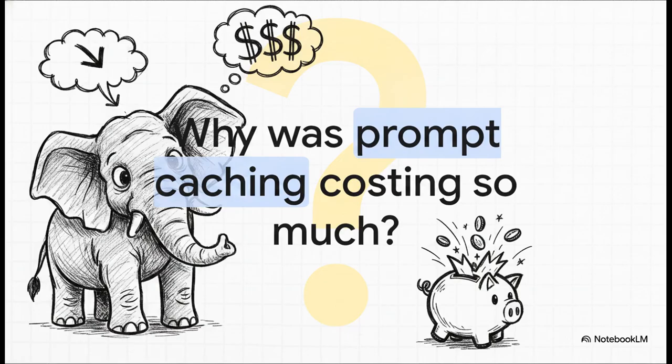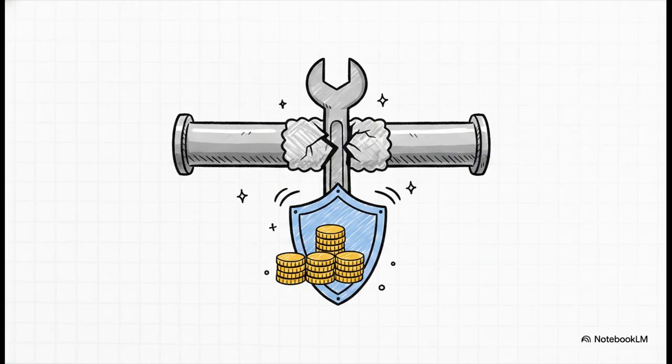Now, speaking of the session cost counter, we really need to address the elephant in the room. Many enterprise users have been looking at their bills lately and asking, why on earth is prompt caching costing so much? It genuinely felt like the promised savings just weren't materializing. Well, the answer was a billing regression, and it is a massive relief that it's finally been caught and fixed.